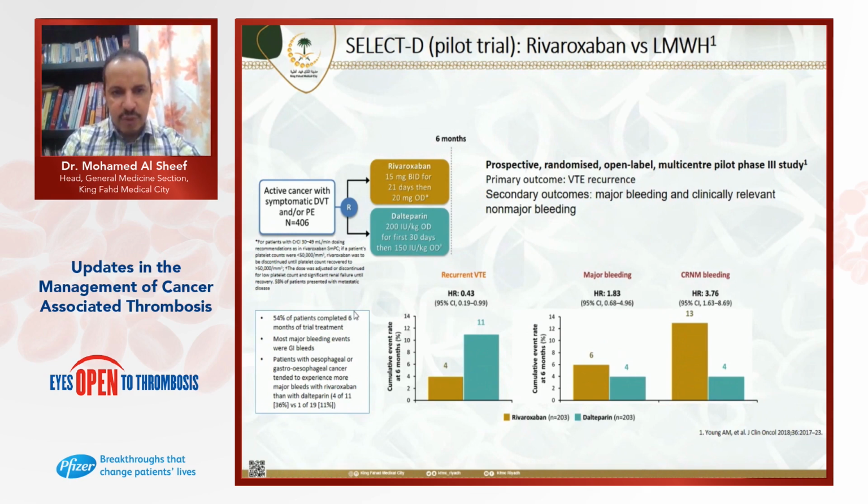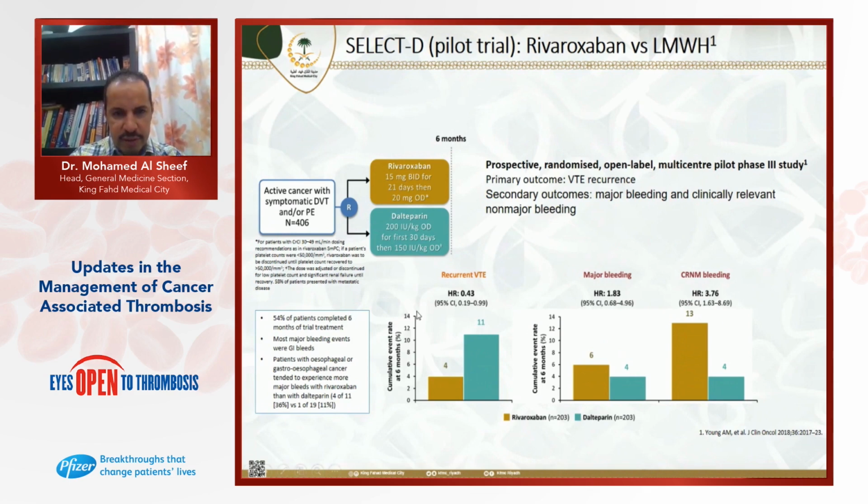And they found that for recurrent venous thromboembolism, there was almost a 55% reduction in the recurrence of venous thromboembolism with rivaroxaban compared to dalteparin. And for major bleeding and clinically relevant non-major bleeding, we found there was also an increase in major bleeding compared to dalteparin.